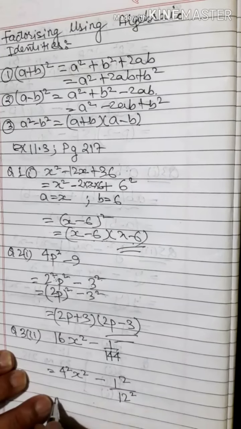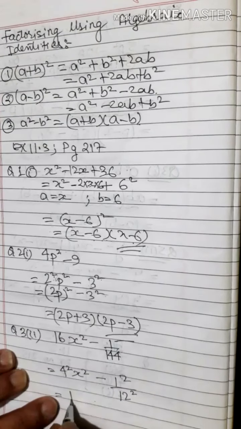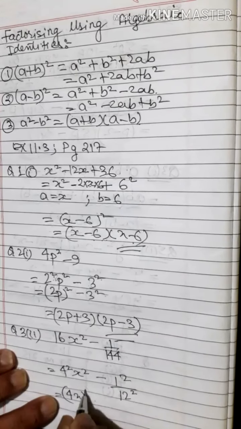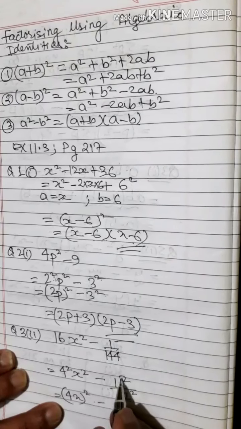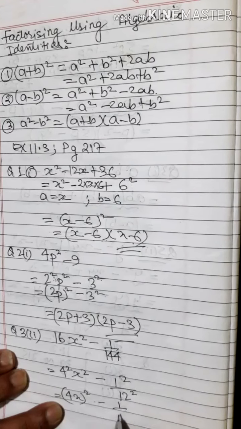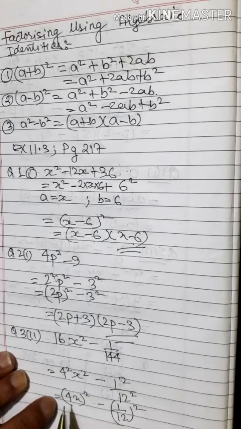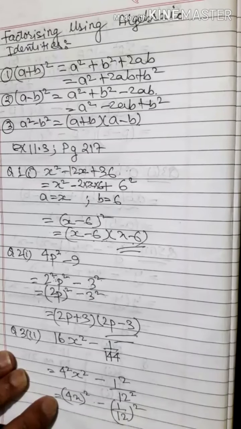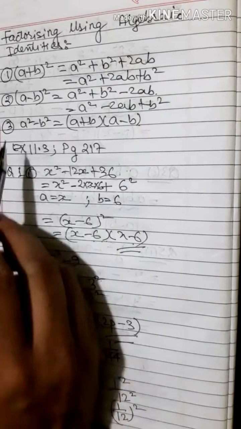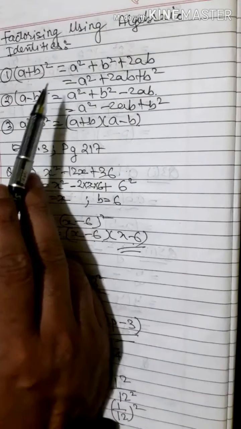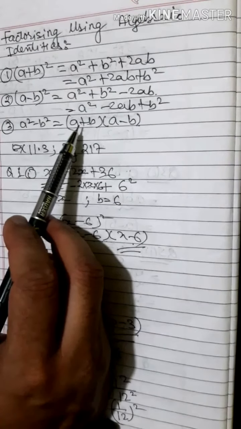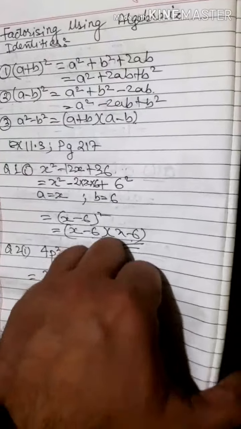So what will this give us? 4 square x square can be written as 4x whole square minus 1 square divided by 12 square can be written as 1 upon 12 whole square. Now if you see, this is in the form of a square minus b square, so we can easily apply the algebraic identity a square minus b square is equal to a plus b into a minus b. Let us turn the page and write down the final answer.